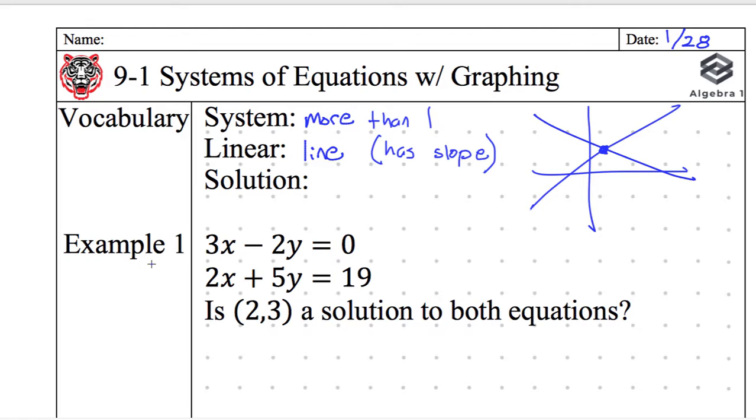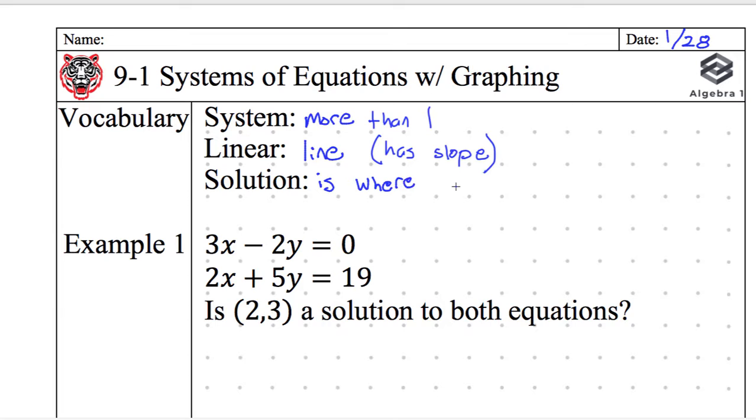We're going to be talking about that with example 1, but this is what I do want you to write down. The solution is where both lines intersect. Where do they cross each other? If you don't like the word intersect, you can use the word cross. But where do they cross? There's only one spot that happens. I need the x coordinate and the y coordinate. That's what we're doing today.